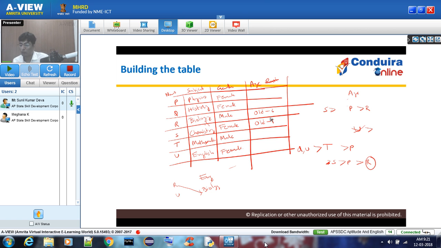So who is the oldest person? That is something we still do not know. So Q and U, both of them are older than P, but I don't know who among these two is older. Similarly, S is older than P, but I don't even know whether S is more than Q or less than Q. So we still have some information pending. Sometimes we might not even get that.